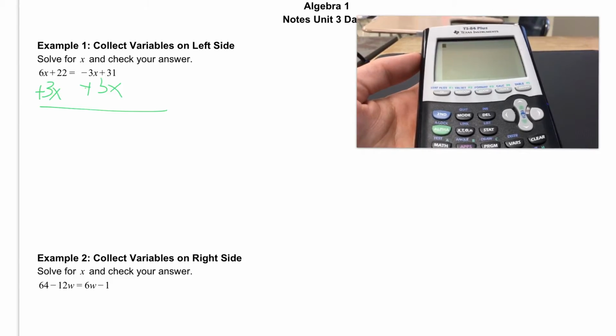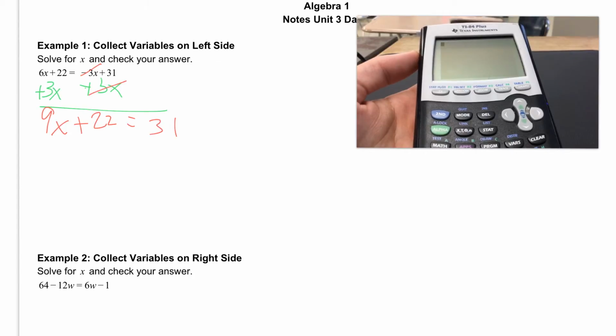And when I add that 3x on the left-hand side, I'm looking for like terms. 6x and 3x are like terms, so I can add these two together to get 9x. Then I still have my plus 22. And on the right-hand side, negative 3x and positive 3x are opposites, so they cancel out, and I'm just left with 31.